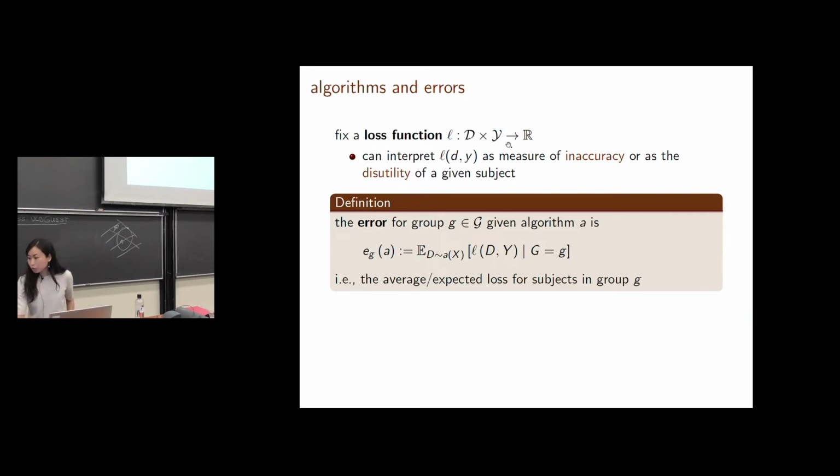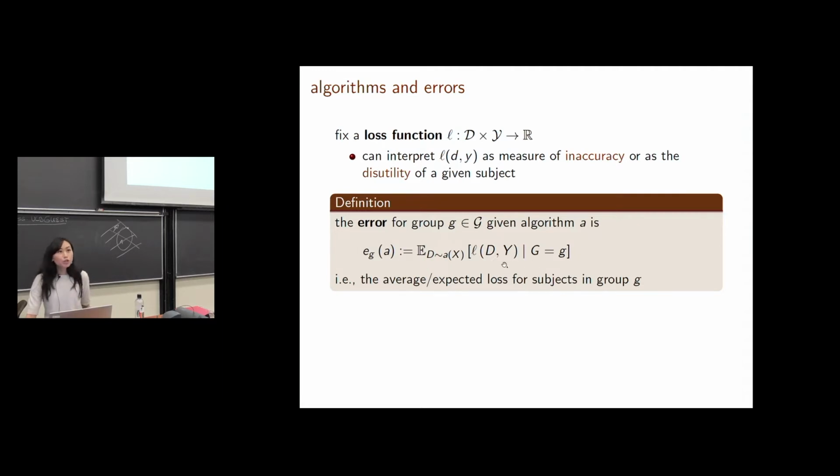So fixing a group G and fixing an algorithm A, you guys can't see my mouse, right? Okay, good. We're defining the group G error for that algorithm as the average or the expected loss for individuals in that group when we use algorithm A for making the decisions. Okay, so here, just to walk through this expression more slowly, we're conditioning on the value of G.